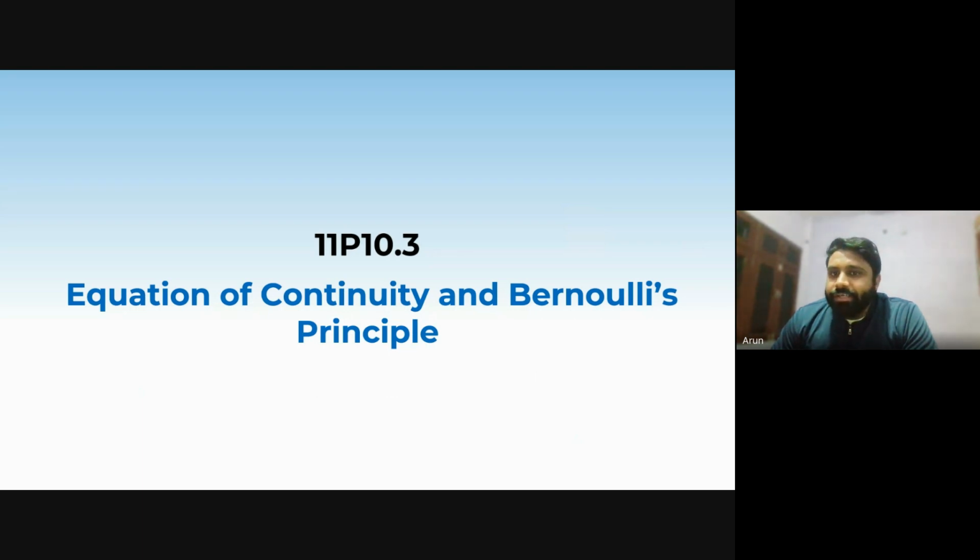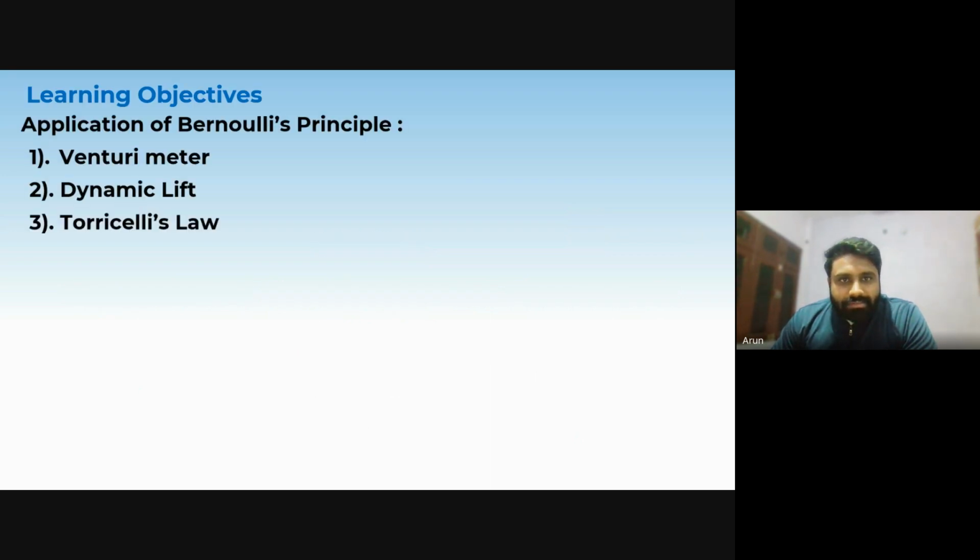Equation of continuity and Bernoulli's principle is the heading of this section, and we have covered it. Now, we have restricted ourselves to applications of Bernoulli's principle: the Venturi meter, dynamic lift, and Torricelli's law. This is what we are going to cover today. Before that, I want to give you a quick review of Bernoulli's equation so that you will not have trouble during the lecture.